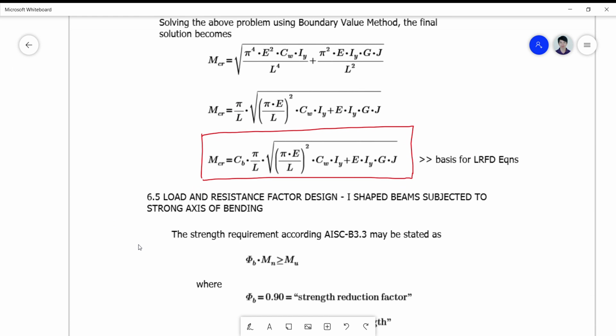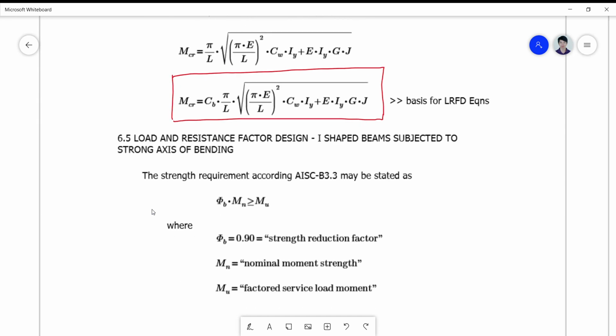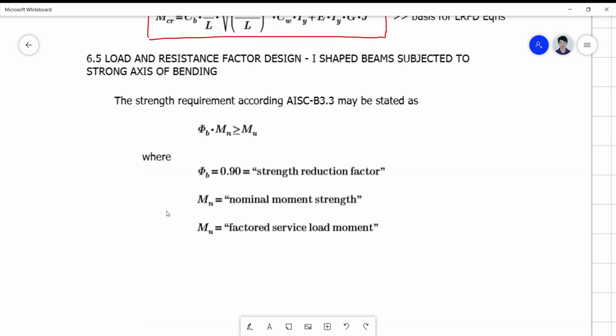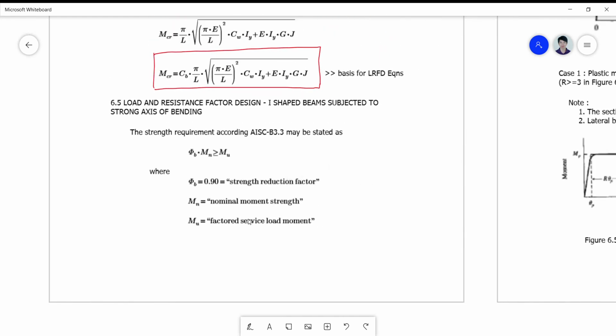So for the LRFD approach, on I-shaped beams subjected to strong axis bending, the design criteria according to AISC B3.3 may now be stated as phi Mn, or simply phi b Mn, greater than or equal to Mu, where phi b is 0.90 and Mn is the nominal moment. So this Mu is the factored service load as given in your load combination list for LRFD.